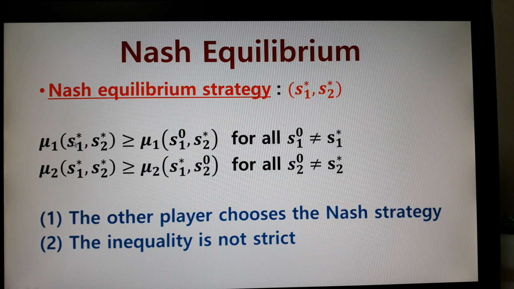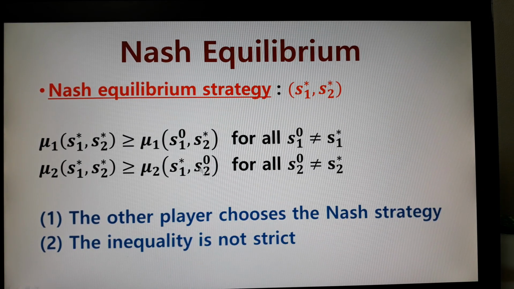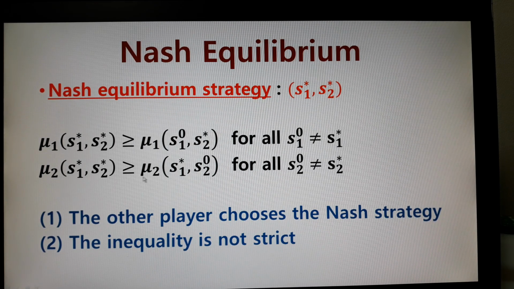If in Japan you drive left, and the other driver drives left, in our example, the mu 1 would be 10. If you change to right while the other driver drives left, mu 1 for right-left would be negative 10. So 10 is bigger than negative 10. Okay? Here, if everybody drives on the left-hand side, it's 10. Driver 1 is still driving on the left-hand side, but if driver 2 changed to right, then driver 2's payoff would be negative 10. So 10 is bigger than negative 10. That's why left-left is Nash Equilibrium.